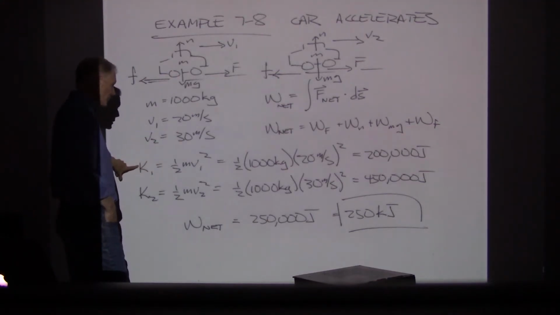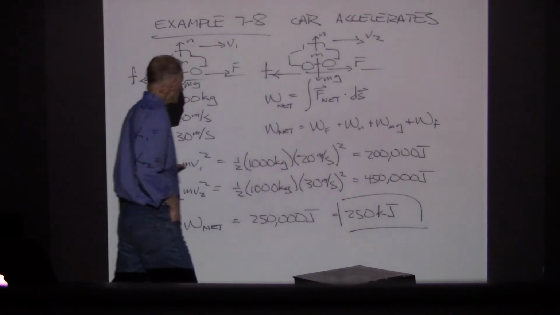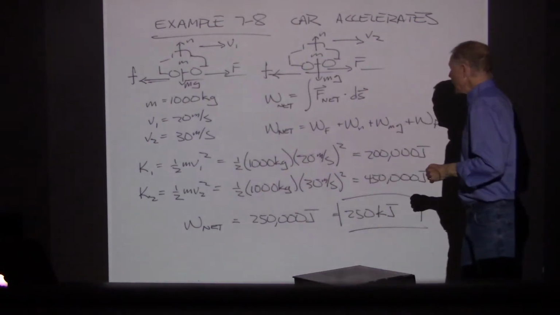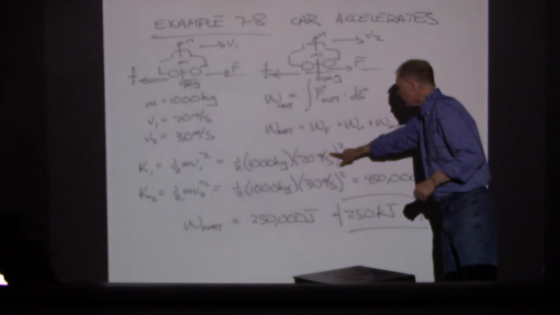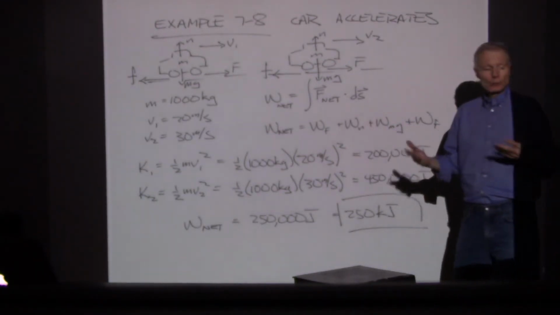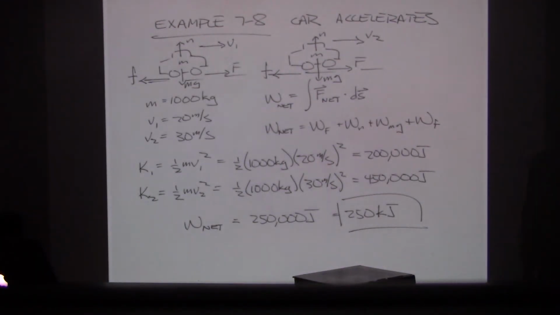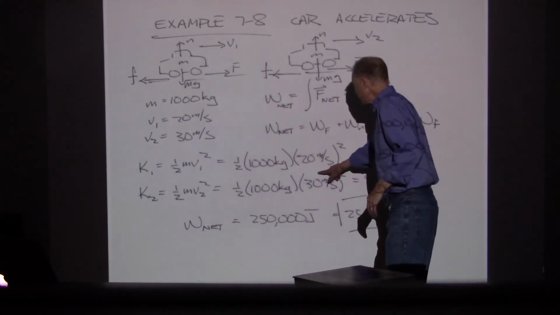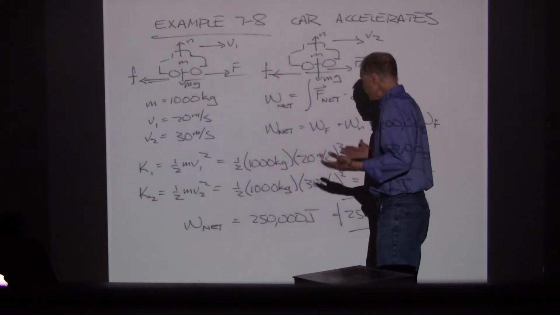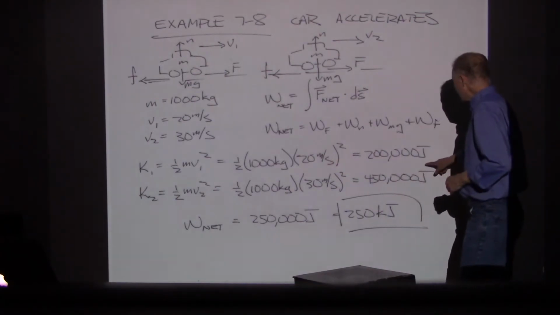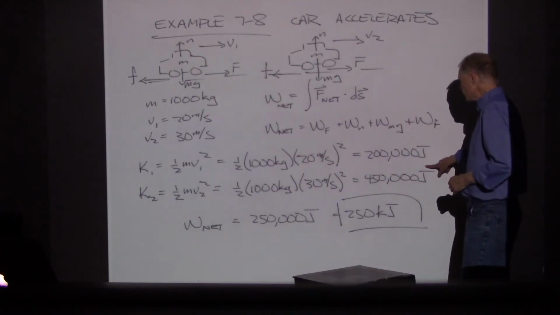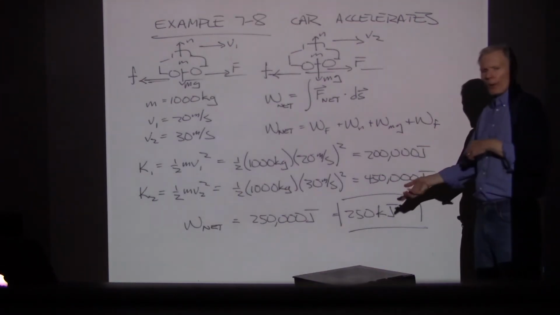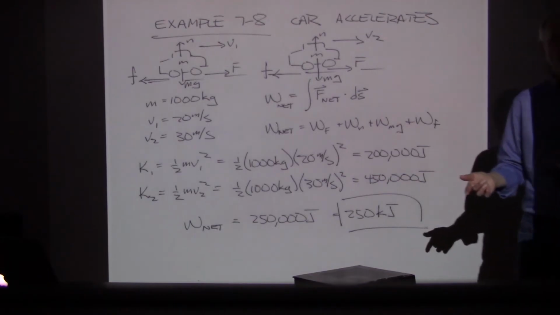The kinetic energy that it starts with, I can calculate as 1/2 mv squared. Putting in the 20 meters per second gives me 200,000 joules. So that's 200,000 joules of kinetic energy that we start with. And then here, it's moving at 30 meters per second, and that represents 450,000 joules. So what happened was, I went from 200,000 joules to 450,000 joules.